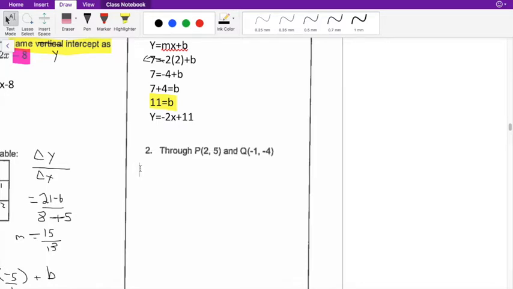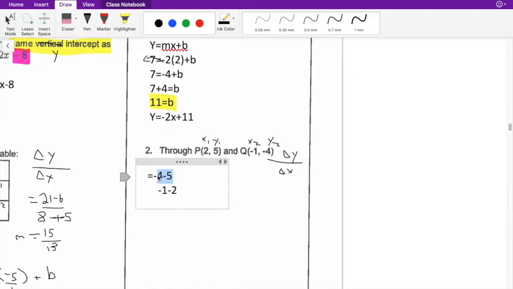Then this one looks just like the one we just did in the other one. So this is our point x1, y1, x2, y2. So we take a peek here. We have delta y over delta x. I'll write that down. So this is what we're using, delta y over delta x, which equals -4 minus 5 over -1 minus 2.